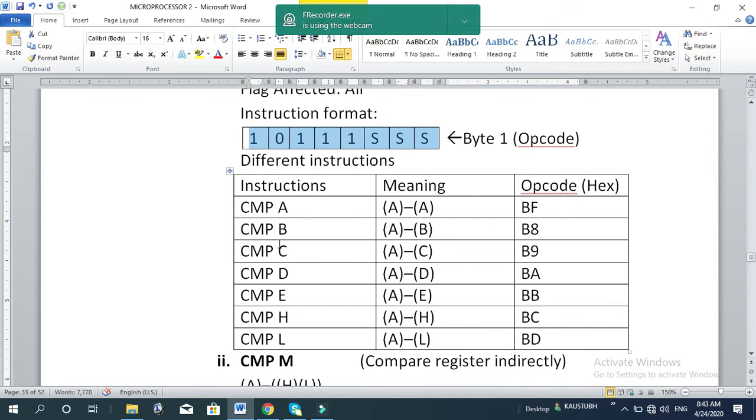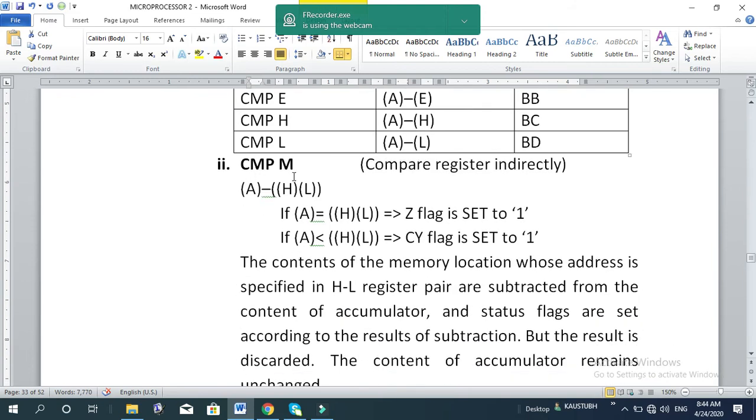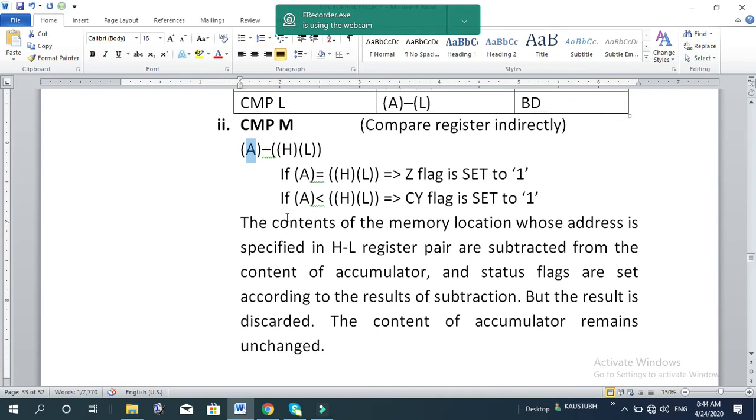To compare immediate data, the instruction is CPI data. This data is 8-bit data, which is byte 2 of the instruction. So here the content of byte 2 of the instruction is subtracted from the content of the accumulator, and the status flags are set accordingly, the result is discarded, and the content of the accumulator remains unchanged, and the condition is the same. This is a 2 byte instruction, machine cycle 2, T state 7, flags all, particularly the Z and carry flag will be looked into, and the opcode is FE hex.